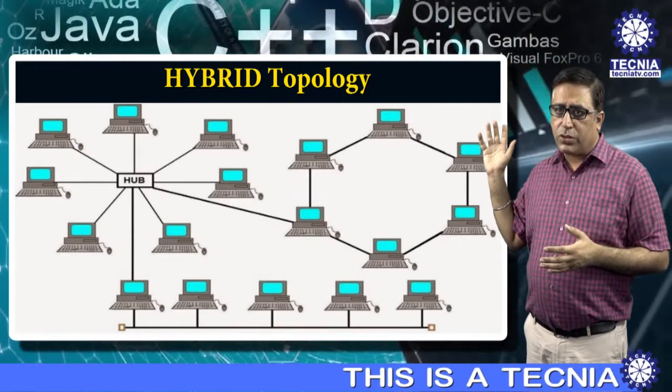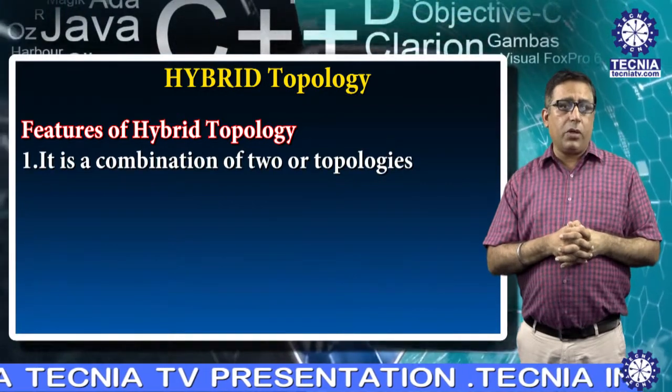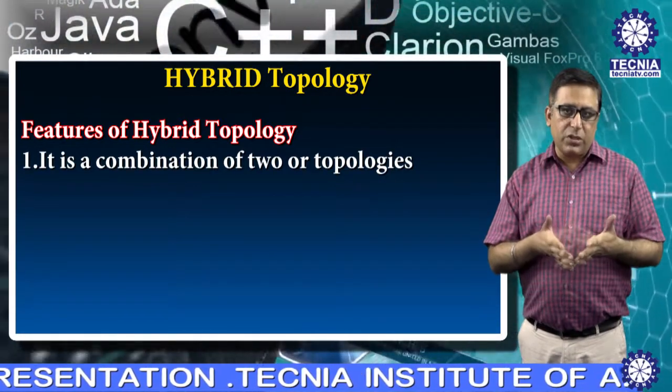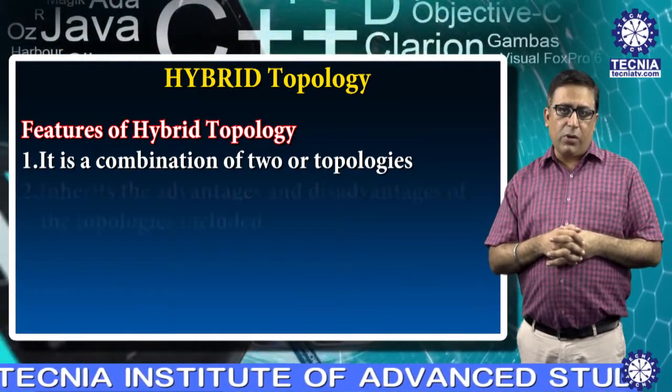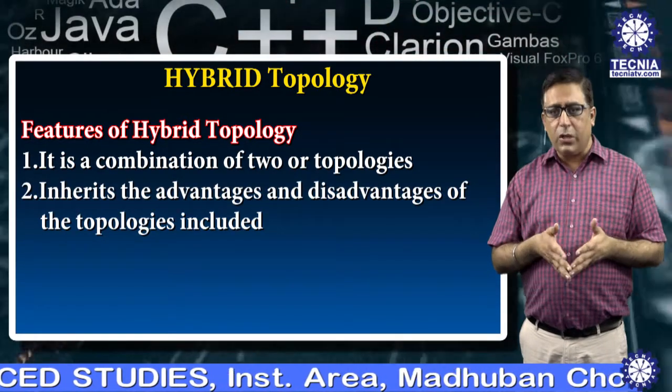What are the features of hybrid topology? First one, it is a combination of two or more topologies. Second feature of hybrid topology is that it inherits the advantages and disadvantages of the topologies included.